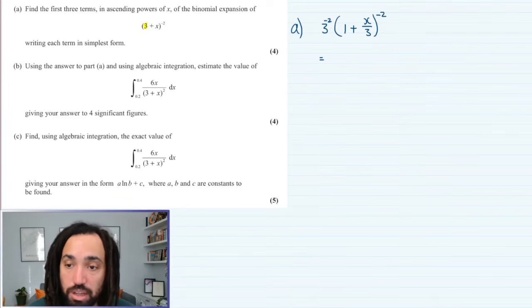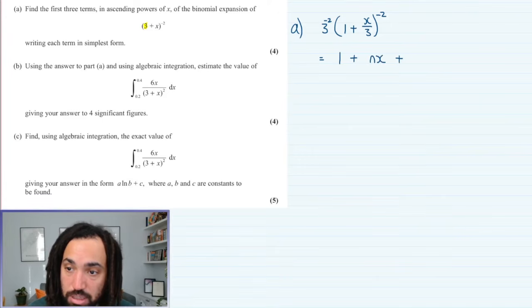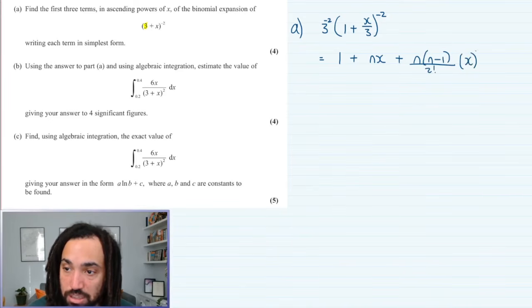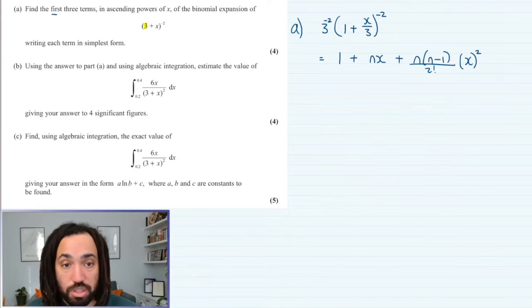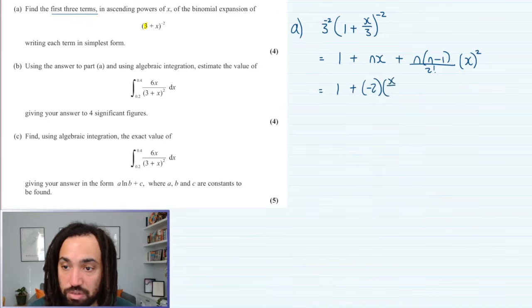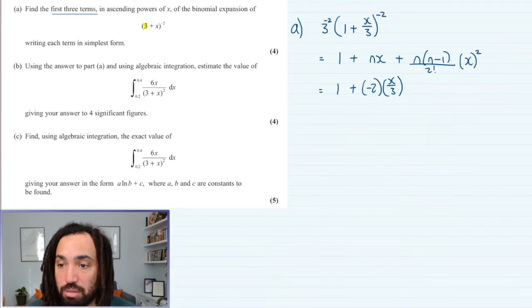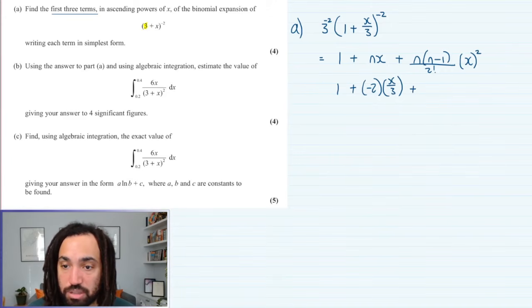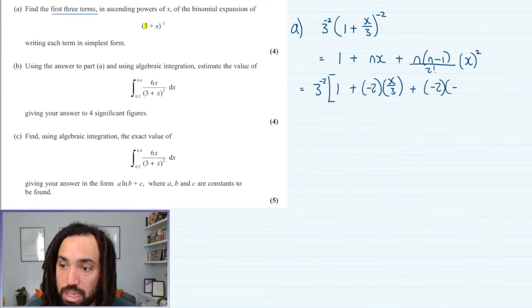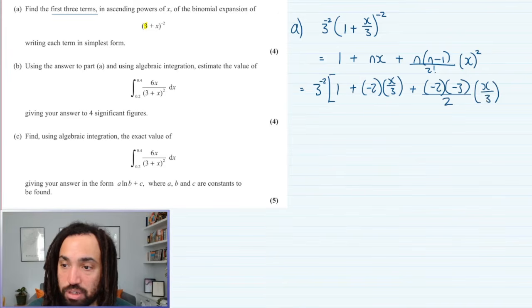Okay, now the formula is 1 plus nx plus n times n minus 1 over 2 factorial x squared. We only need the first 3 terms, so obviously it goes on infinitely, but that's all we need for this. So it's 1 plus, so the n is the power, which is minus 2. The x is, in this case, x over 3, like so. And then plus, don't forget to keep the 3 to the minus 2 outside, like so. And then we have n, which is minus 2, n minus 1 is minus 3, and that's all over 2 factorial, which is 2. And once again, the x is x over 3, and that needs to be squared.